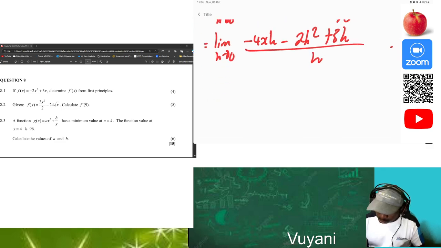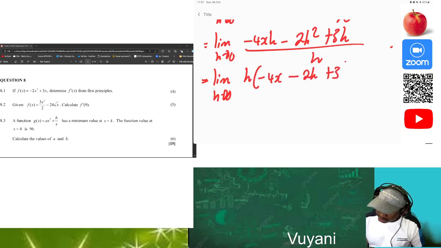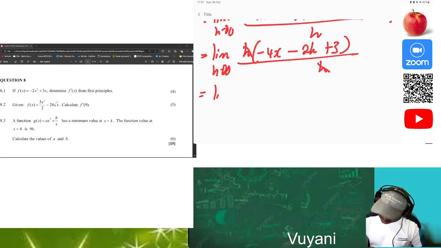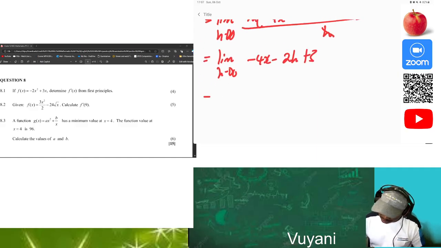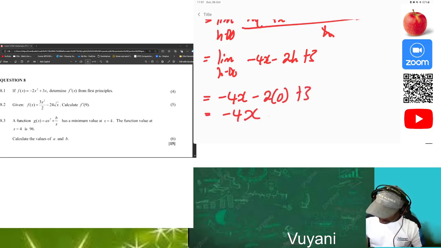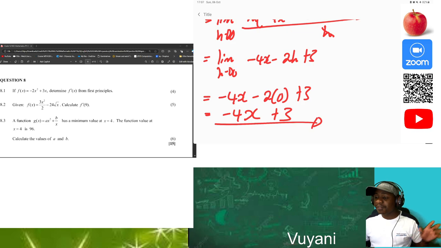You can see that on the numerator we have a common factor which is h, so let's take that out. That will be h times negative 4x minus 2h plus 3, all divided by h. H and h cancel each other, then that will be the limit as h approaches 0 of negative 4x minus 2h plus 3. Now substituting h equal to 0, that will be negative 4x minus 2 times 0 plus 3, which equals negative 4x plus 3. So that will be your first derivative from first principles.